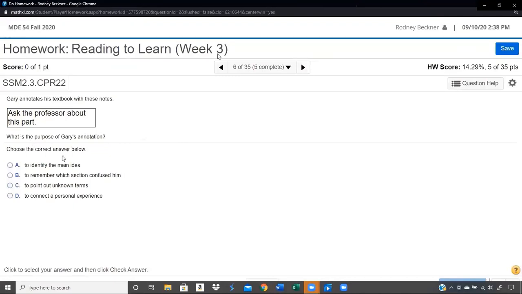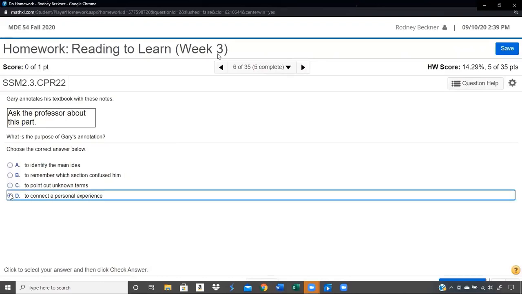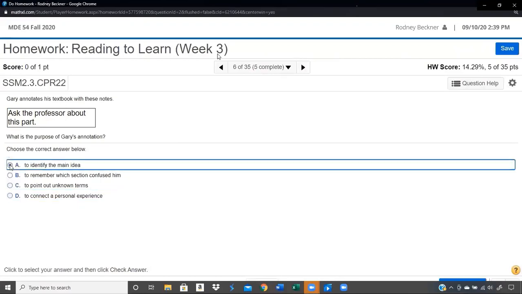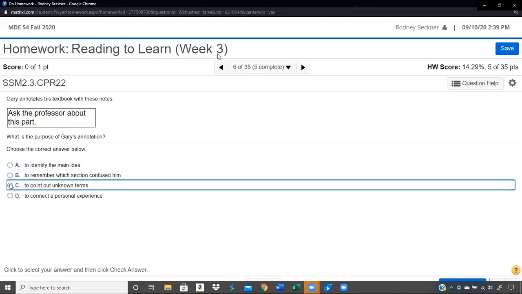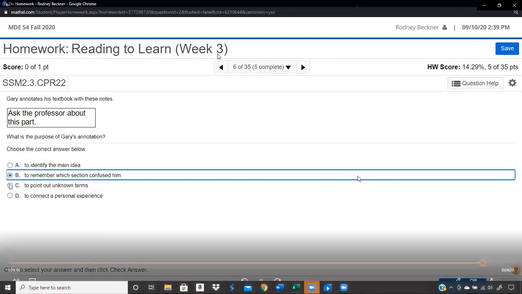So what is the purpose of Gary's annotation? To identify a main idea, to remember what section confused him, to point out unknown terms, or to connect a personal experience. It's clearly D, right? Does it seem like it's to identify a main idea? I don't know. That sounds kind of weak if you're just asking a professor about this part. So it's probably remember which section confused him or to point out unknown terms. It could go either way.